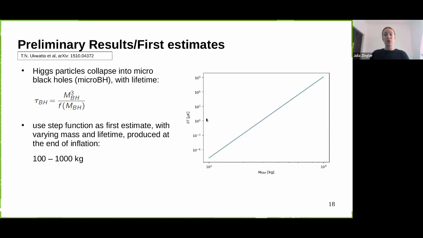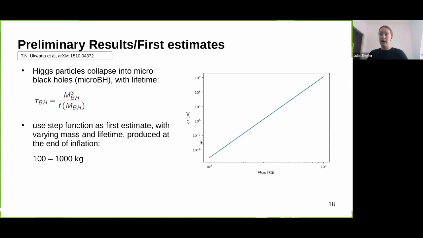Another test which we have done is setting the time of production at the end of inflation and then varying the black hole mass. We vary between 100 and 1,000 kilograms, and the lifetime of these micro black holes then changes accordingly. So here it's the other way around than in the plot before. The plot before had fixed mass and lifetime, but varying production time.